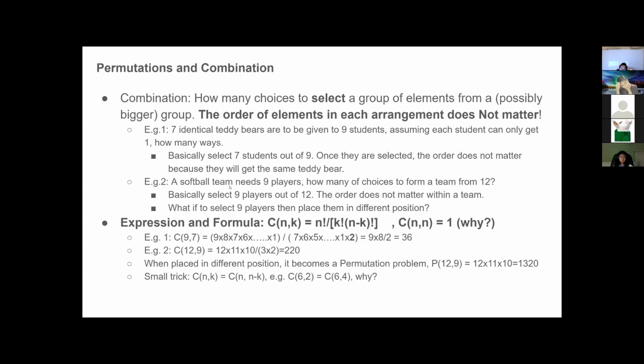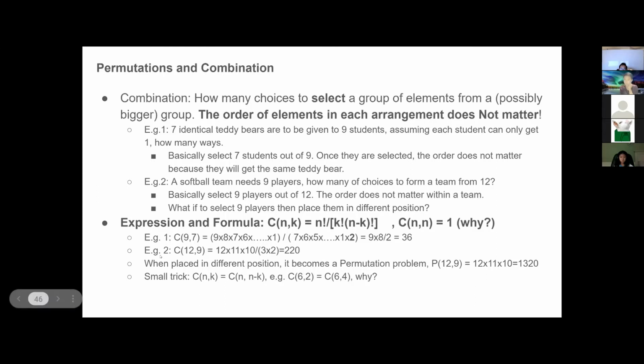Second example, a softball team needs 9 players. How many choices are there to form a team from 12? Okay. This is just to form a team. It doesn't matter who plays what position. So we just select 9 players out of 12. The order does not matter within a team. Okay.